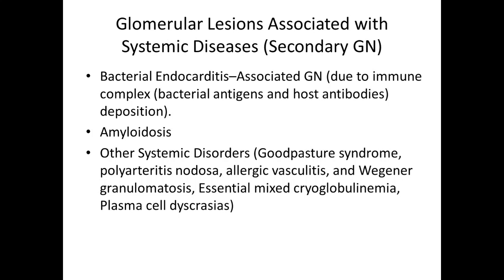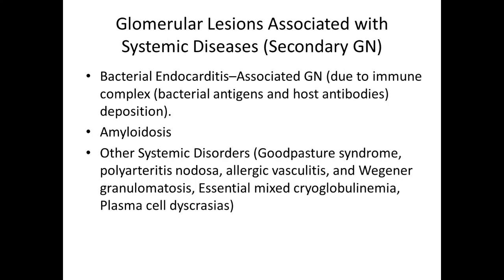These include bacterial endocarditis-associated glomerulonephritis due to immune complexes, amyloidosis, and other systemic disorders like Wegener syndrome, polyarteritis nodosa, allergic vasculitis, Wegener granulomatosis, essential mixed cryoglobulinemia, and plasma cell dyscrasias, of course.